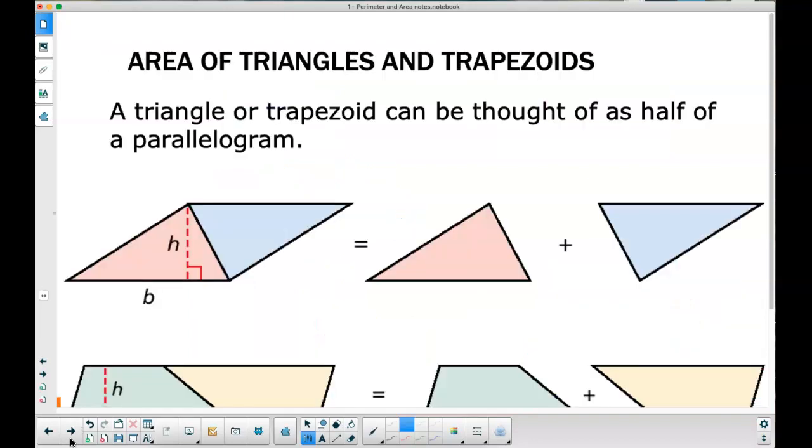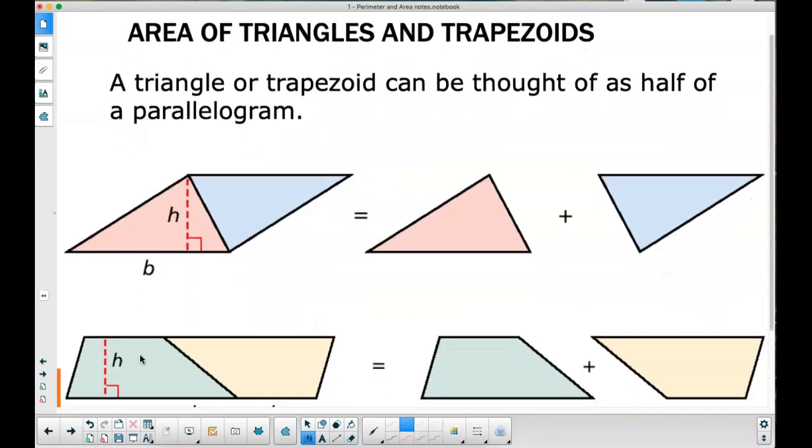Okay, the last part is area of triangles and trapezoids. Now, here's why I put this on the board over here. A triangle or a trapezoid can just be thought of as half of a parallelogram. Okay? If I look at this, here I have two triangles that are put together. What shape is it when they're put together? It's a parallelogram, right? And these two triangles are identical. If I take one of the triangles away, now it's just a triangle. If I take half of it away, it's just a triangle.